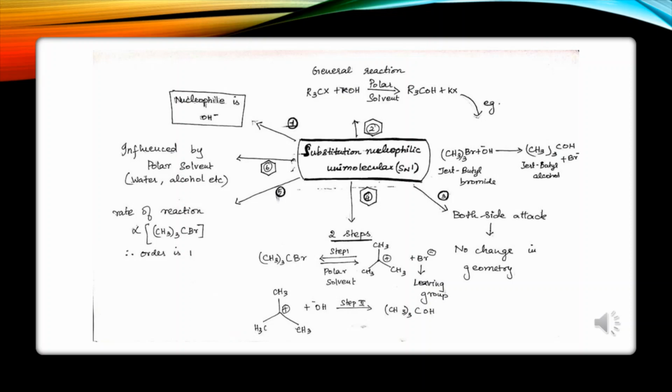The SN1 reaction is based on two steps. First step, the formation of carbocation in the presence of polar solvent. The next step is the carbocation, when reacted with nucleophile, gives tertiary butyl alcohol. The rate of reaction is directly proportional to tertiary butyl bromide. Therefore, the order of the reaction is 1.